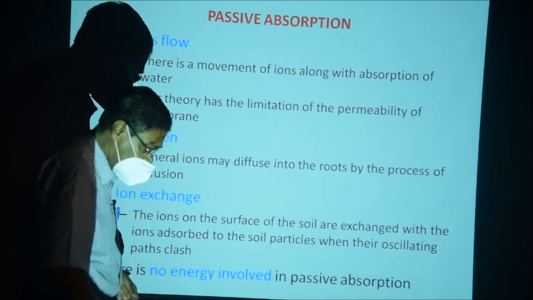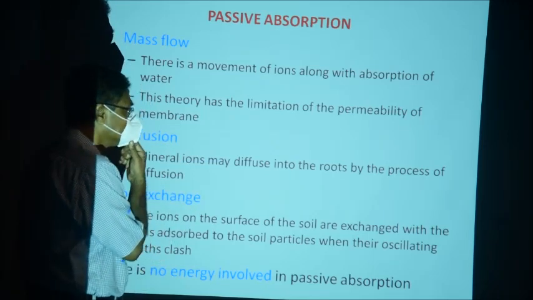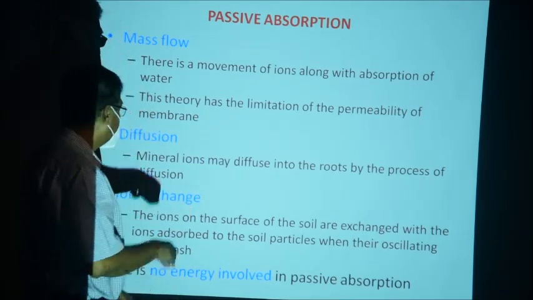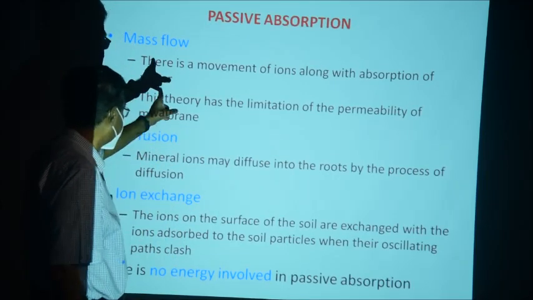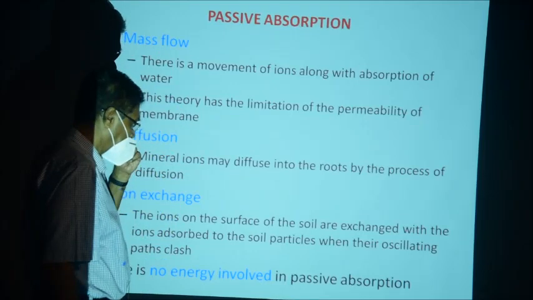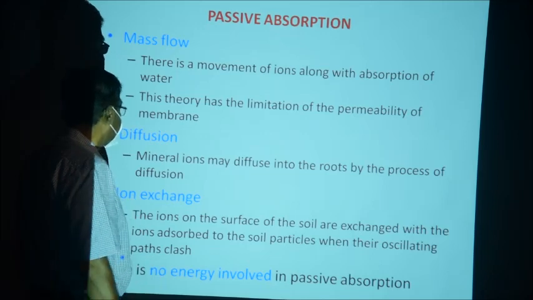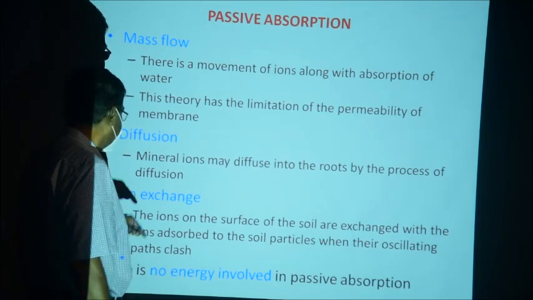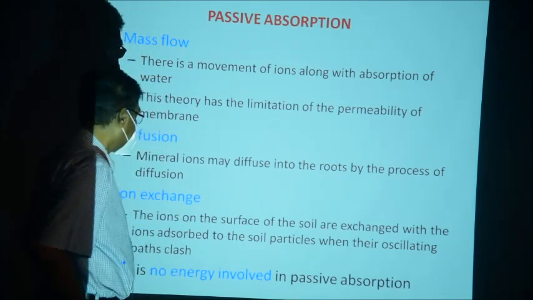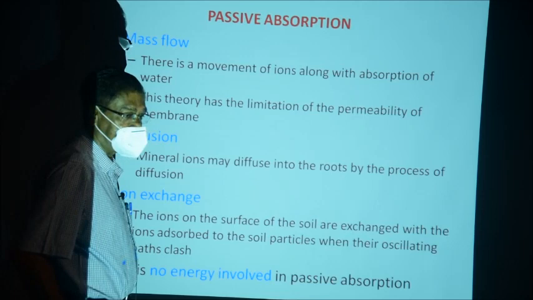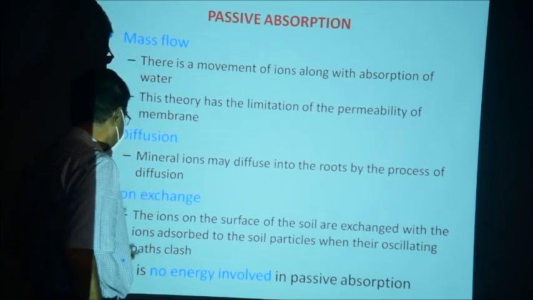Along with water the ions also enter in, provided the membrane is permeable to the ions. This is mass flow. This is not acceptable because ions are not freely allowed to diffuse into the root. Then diffusion. The mineral ions may diffuse into the plant by the process of diffusion. Again the same thing, the membrane must allow them to diffuse.